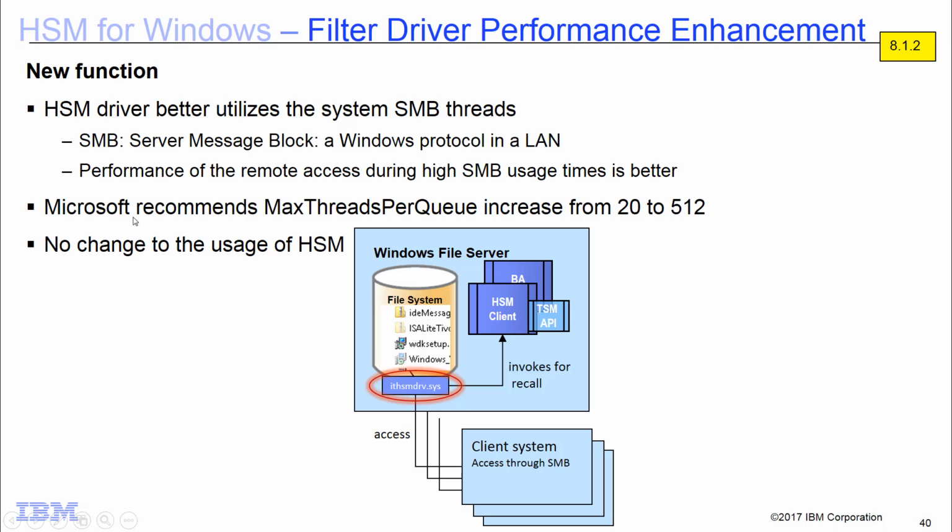We worked with Microsoft, and they recommended that the max threads per queue be increased from 20 to 512. And for a user of HSM, you will basically see no difference, but perhaps a little bit better performance behind the scenes.